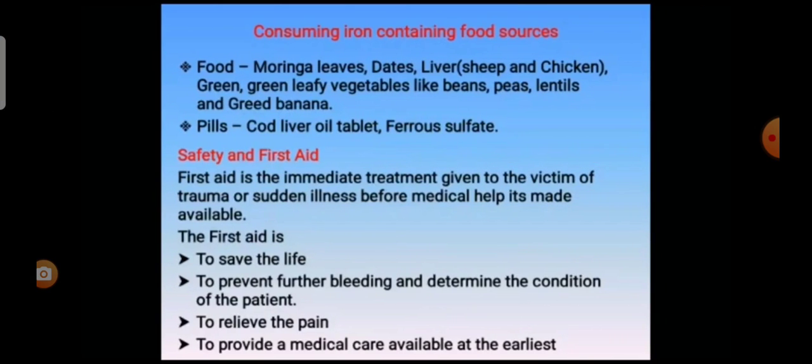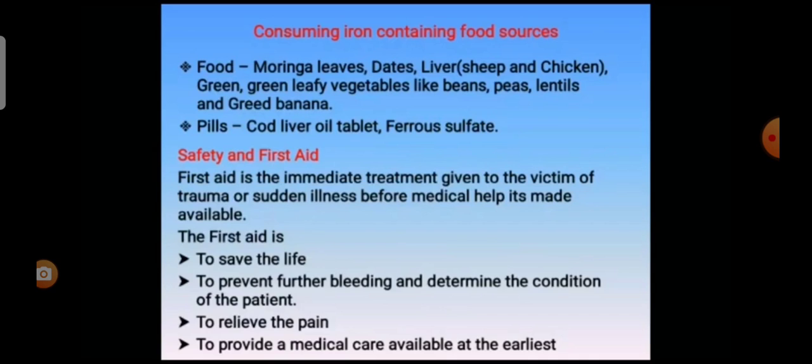Consume iron-containing food resources: moringa leaves, dates, liver, green leafy vegetables, beans, peas, lentils, and green banana, as well as pills, cod liver oil tablets, and ferrous sulfate. These have more iron.